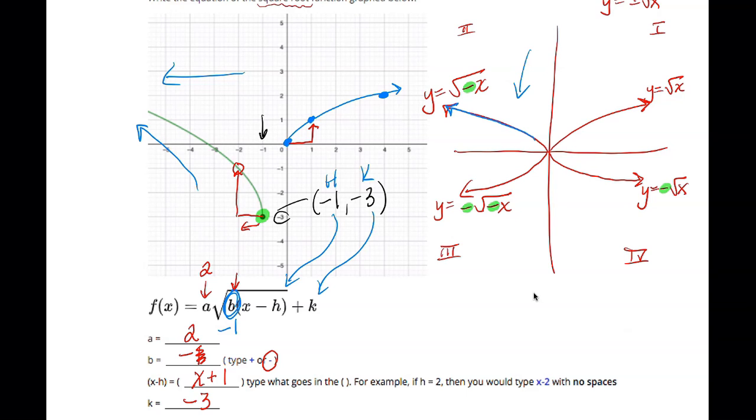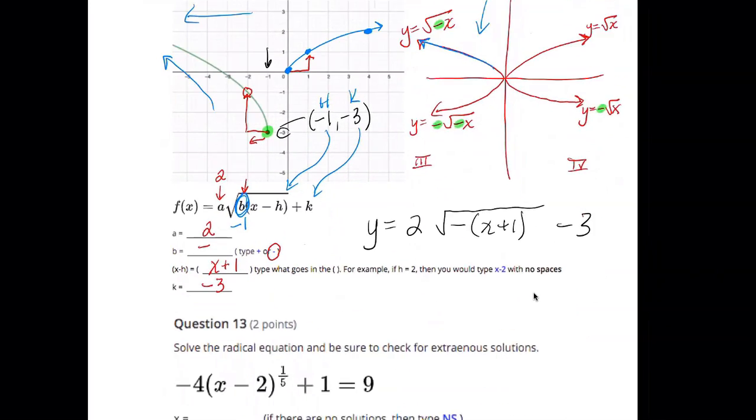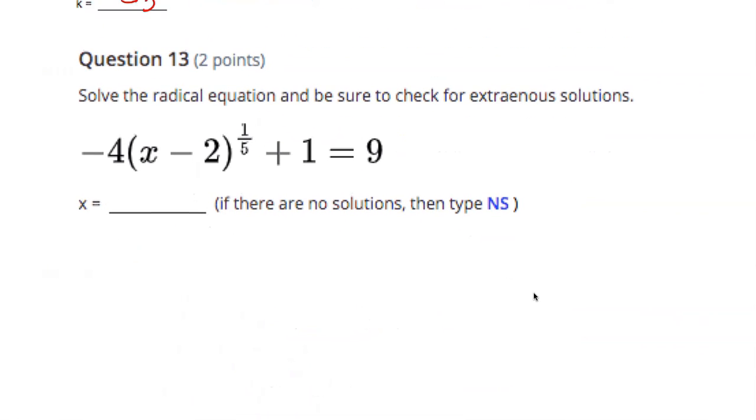Let me just write it all out so you can see it. Our function is 2 times the square root of negative x plus 1, and then -3 on the outside. That looks pretty good. So let me just clean this up a little bit. That'll be a negative in there. So that was number 12. And then on to number 13.